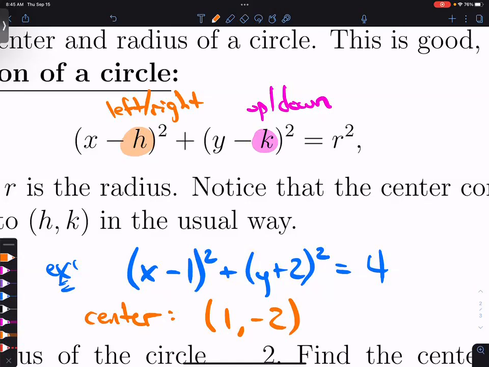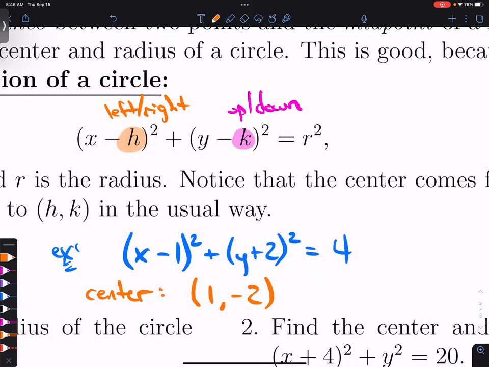If you want another way to think about that, the center should be the thing that makes both of these zeros, right? If you plug both of those coordinates in here at the same time, it would zero out. 1 minus 1 is 0, -2 plus 2 is 0. That's another way you can think about what's going on there. And that works because the circle doesn't actually go through its center, right? The center's in the middle of it. So the center is (1, -2), and then the other side, the 4, that's the square of the radius. So the radius here is 2.